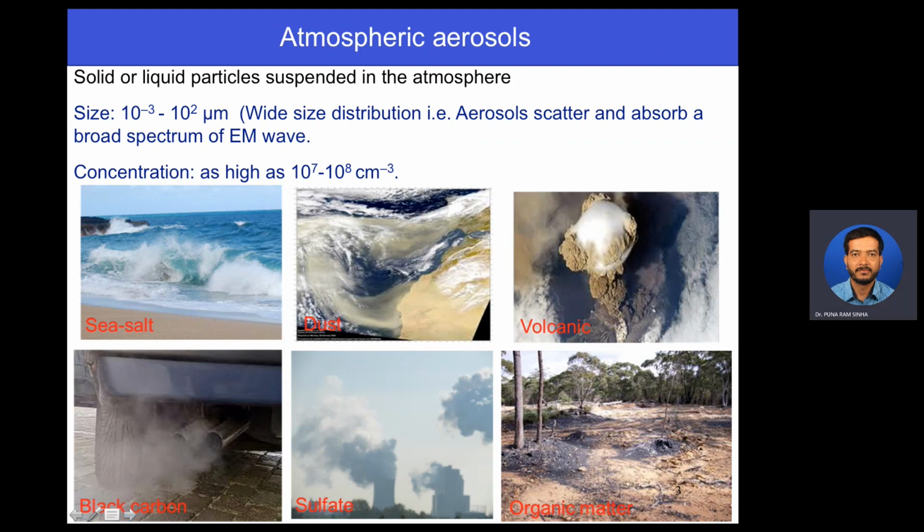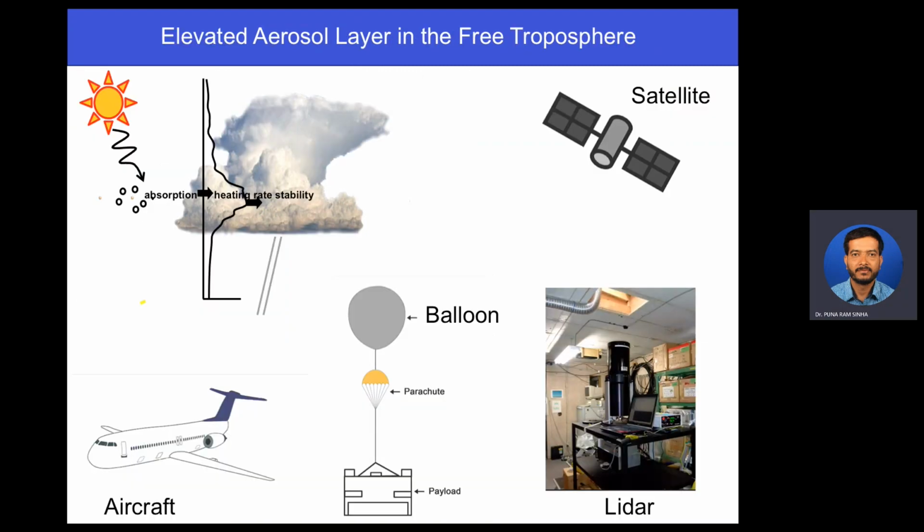So we have a few photographs to illustrate what are the different types of aerosols which are there in the atmosphere. So we have sea salt from marine origin. Then we have dust, volcanic aerosols from volcanic eruptions, particles from the vehicular emission, and also from industrial emission, and also the organic matter from the biomass burning and so on.